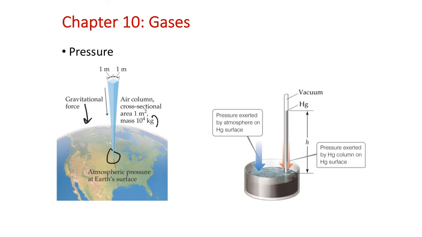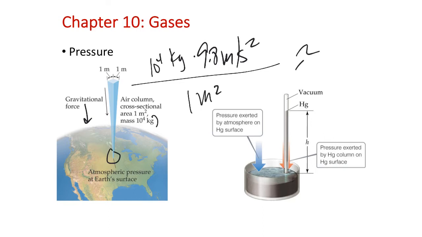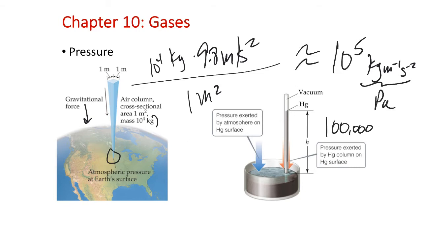And so if we have 10 to the 4th kilograms being exerted with the acceleration of gravity, about 9.8 meters per second squared, and we have that pressing on every square meter, this works out to be approximately 10 to the 5th kilograms meter to the minus 1, second to the minus 2. So our standard atmospheric pressure in units of Pascals would be about 100,000 Pascal, which is approximately equal to what we call our standard atmospheric pressure, or within the unit of atm, 1 atm.